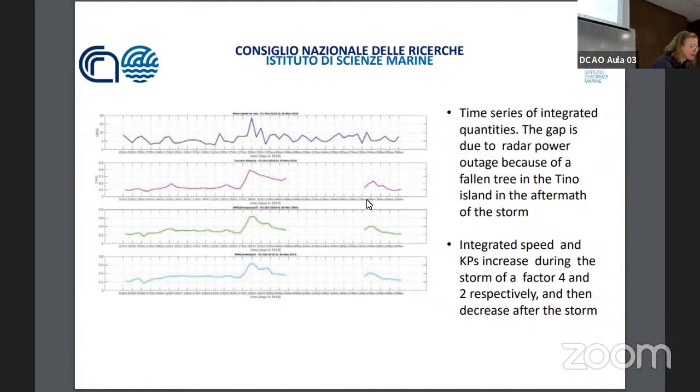We have a gap in the data here because it's due to a power outage to the HF radar system due to a fallen tree because of the storm. But at the time of the peak of the wind event, we got measurements, and we can see that the velocity increased up to 4 times with respect to the velocity we had before the extreme wind event. And also the submesoscale properties increase by a factor 2.